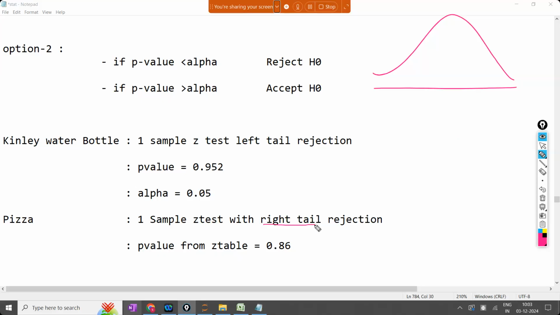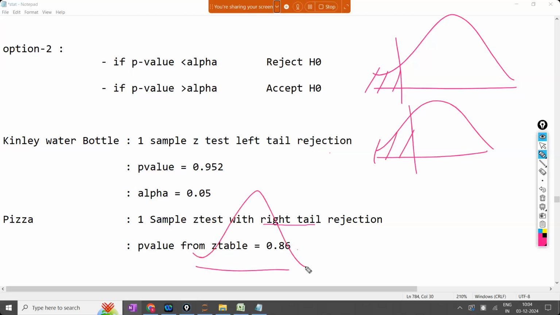Is it a right tail test or a left tail test? For a left tail test, the area you get is the left side area only. The test is on the left side, rejection is on the left side, and the probability you get is also on the left side. For a left tail test, rejection is on the left side, and from the Z table you also get the left side area, so both are on the same side. For a right tail test, rejection is on the right side, but the area you get from the Z table is the left side area.